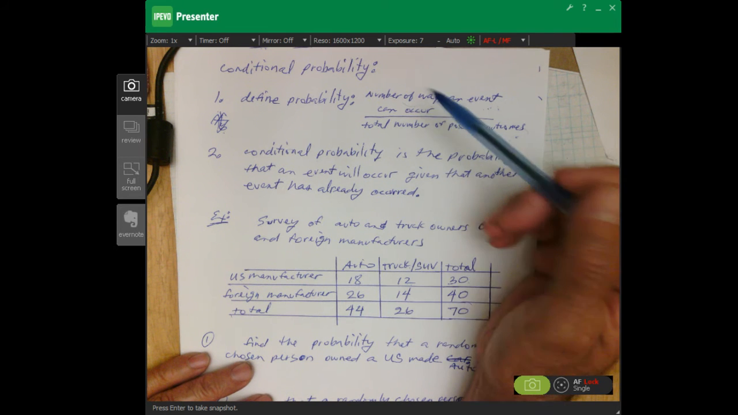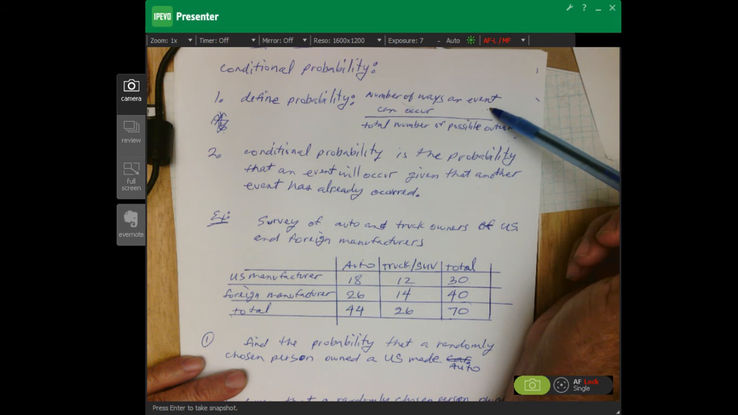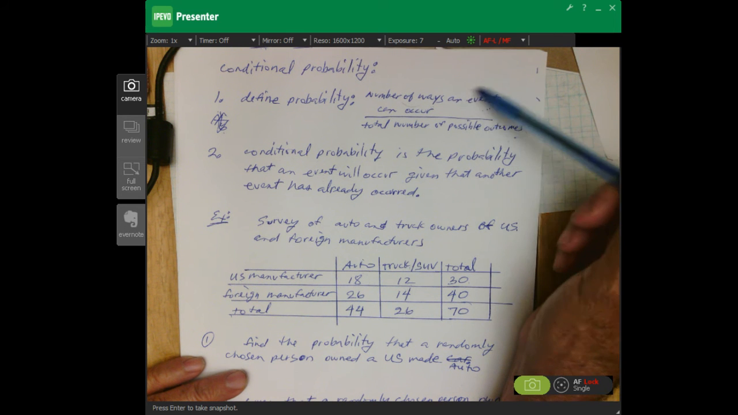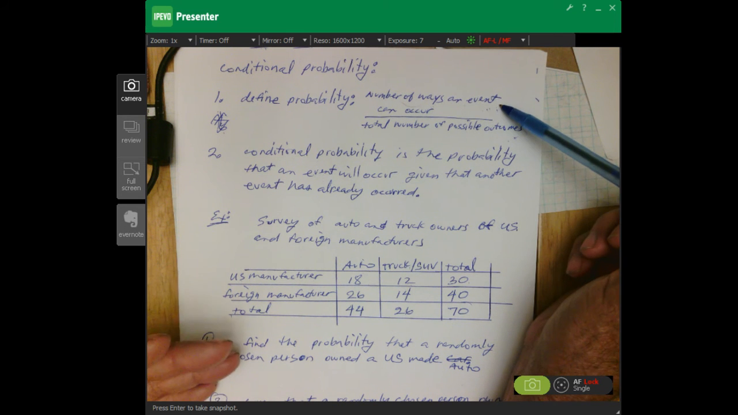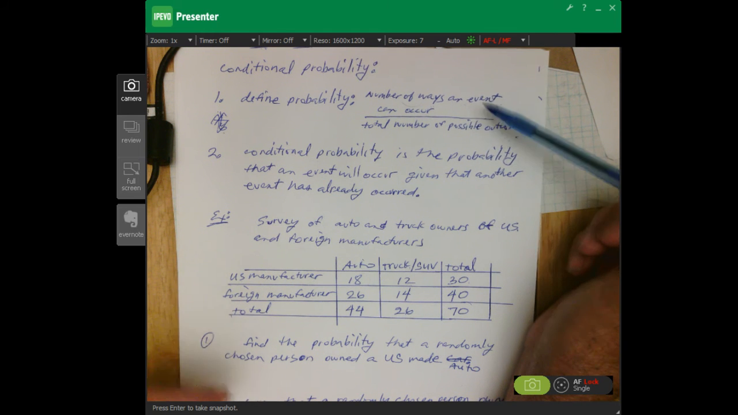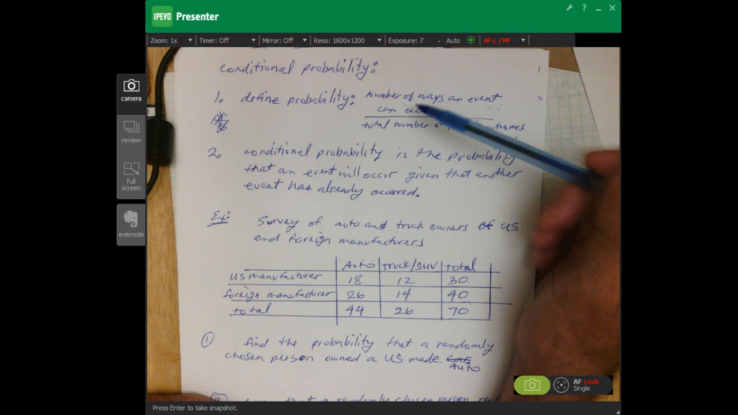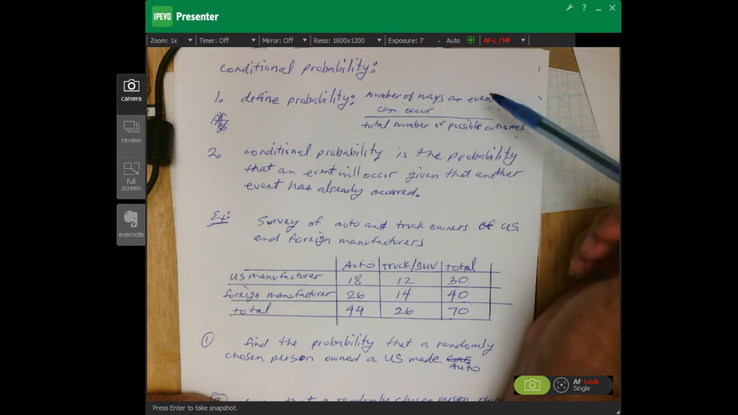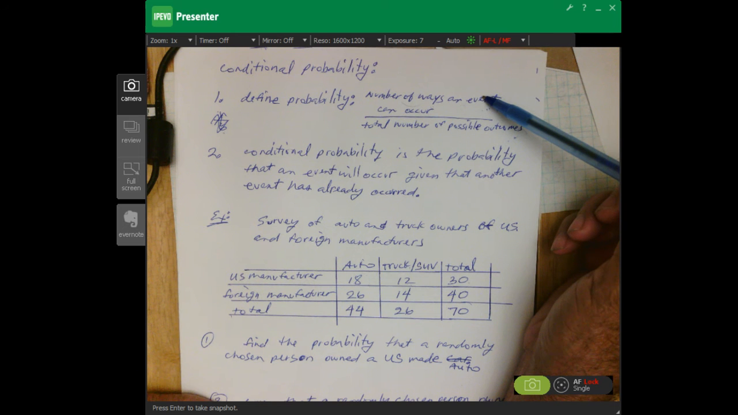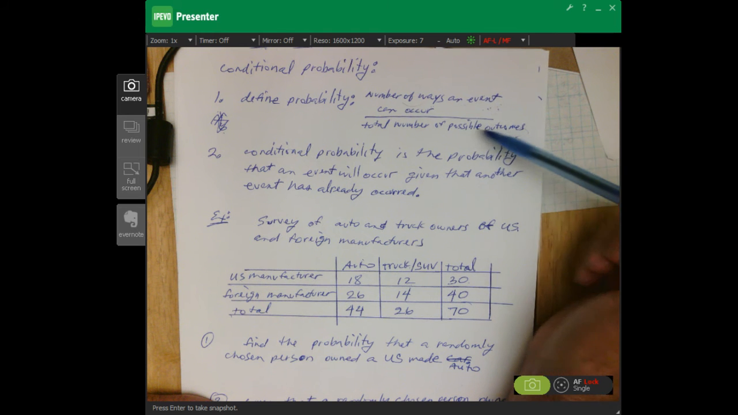It's calculated by taking the number of ways that something can happen. Now, we're going to call that, whatever that is, an event. So if we're flipping a coin, it could be heads or tails. Heads would be one event, tails would be another event. So the probability of getting heads will be 1, because there's only one head on a coin, divided by the total number of possible outcomes.